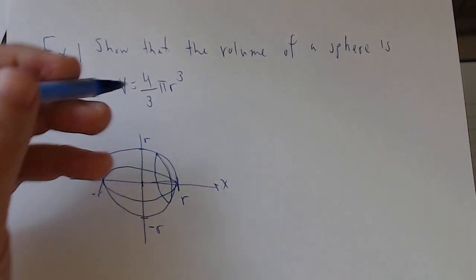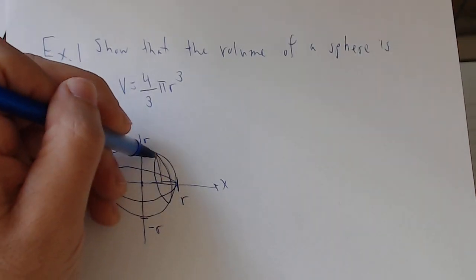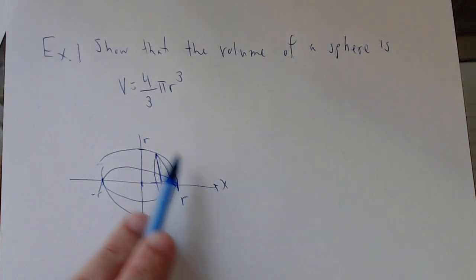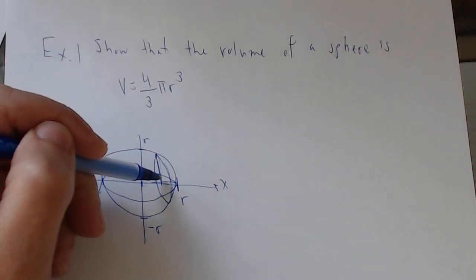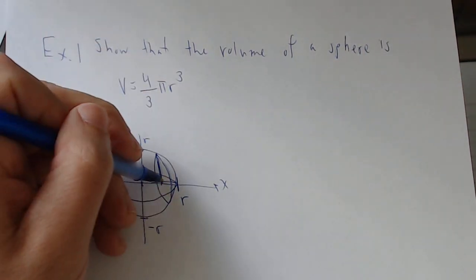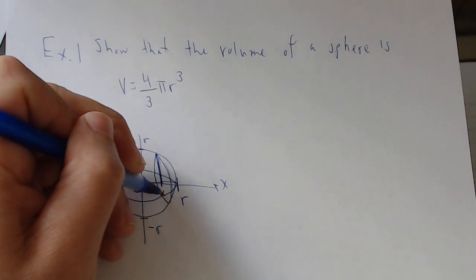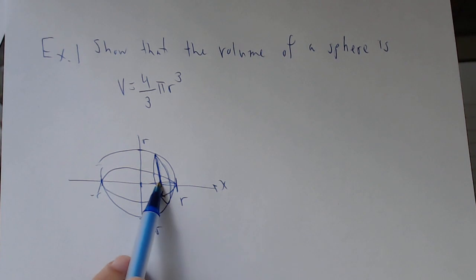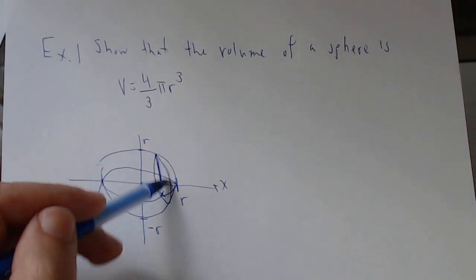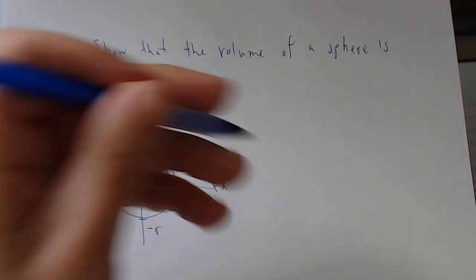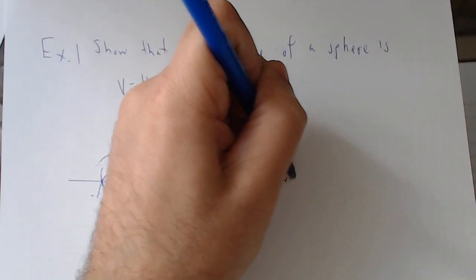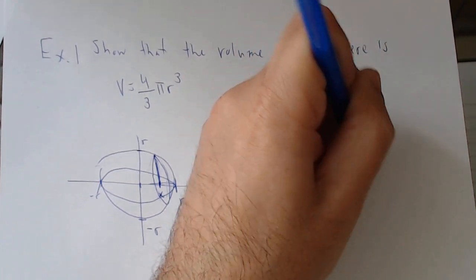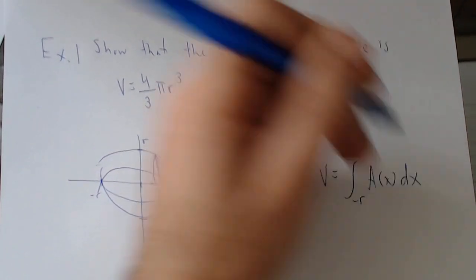So what do I want to do? I want to find a generic formula for this circle, which means all I need to do is find the area of the circle with respect to x. So let's call this value here x. What I want to know is, with this x value, how would I find the area of the circle? And so here's what we want. We want the volume, which is the integral from negative r to r of A(x) dx.